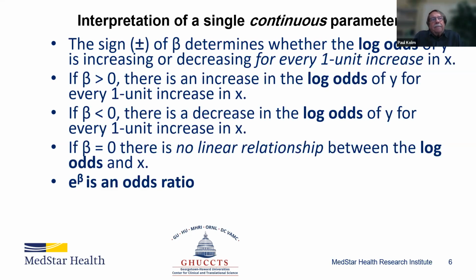The important thing to remember in logistic regression is that if we exponentiate the regression coefficient, and remember that is a log odds, then we have the odds ratio, which most people are familiar with. We get the odds ratio by exponentiating the regression coefficients.